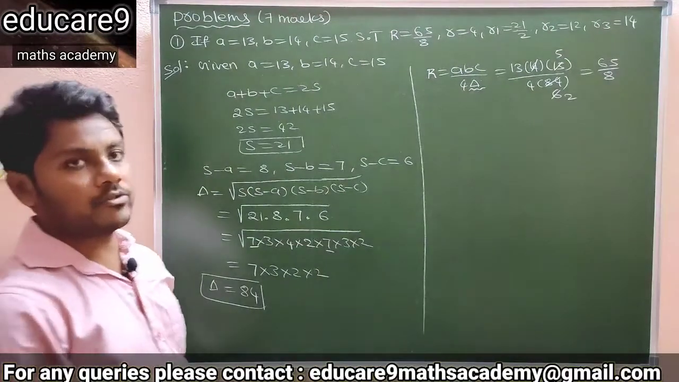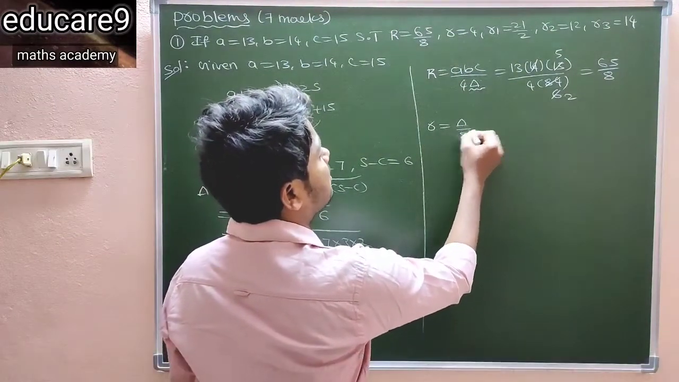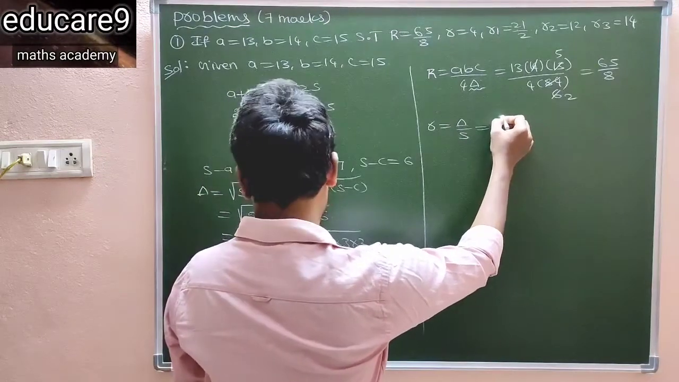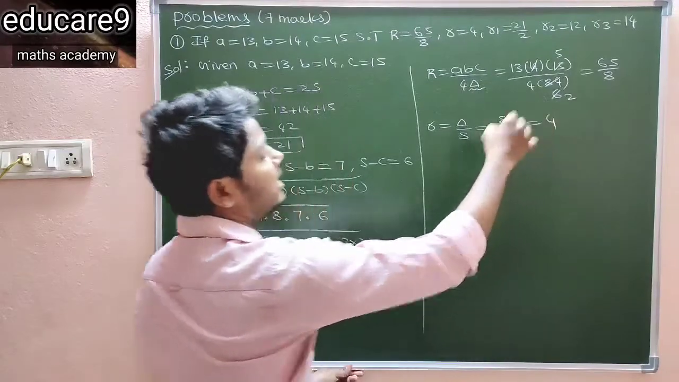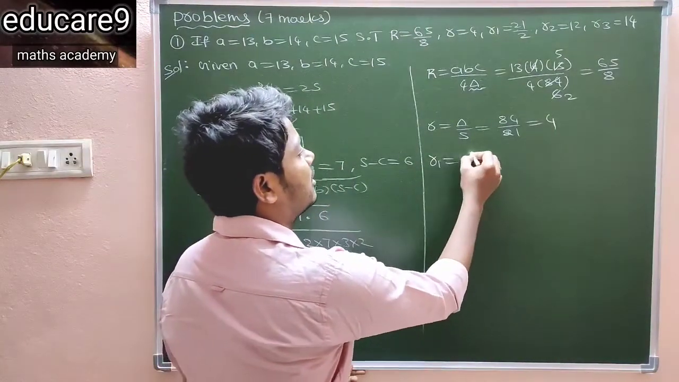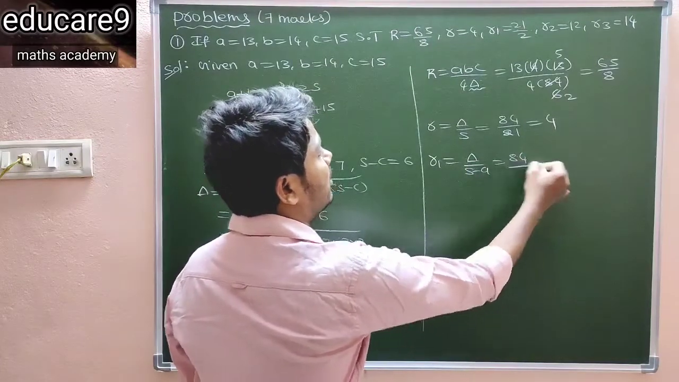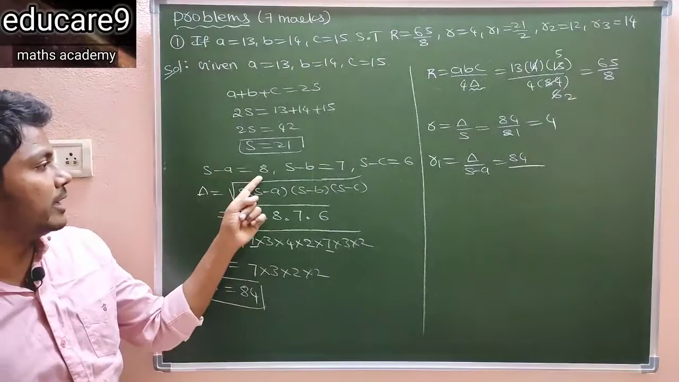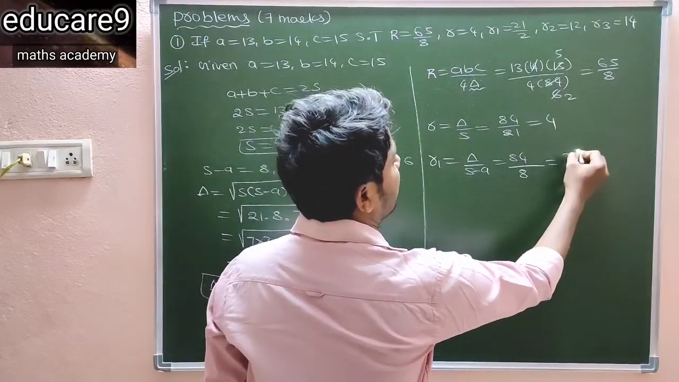Next one, small r. Small r is equal to what? Delta by s. Delta is 84 and s is 21. We get 4. And small r1 is delta by (s minus a), that is 84 divided by the s minus a value, 8. So this is 21 by 2.